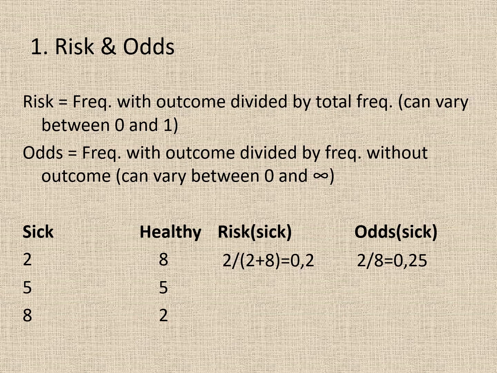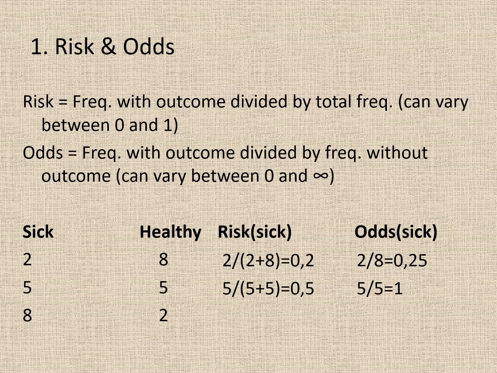If we have 5 sick and 5 healthy individuals, the risk of being sick, 50%, and the odds of being sick, 1, exactly. So the probability of being sick and not sick is the same. That's what the odds there tell us.